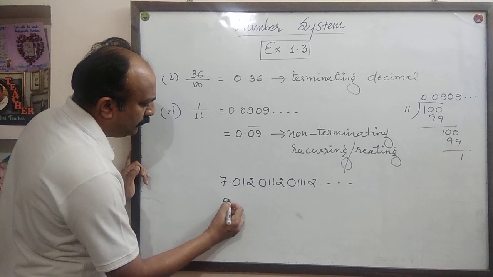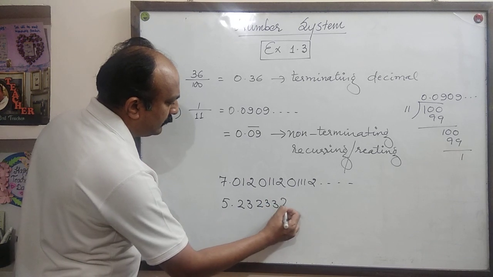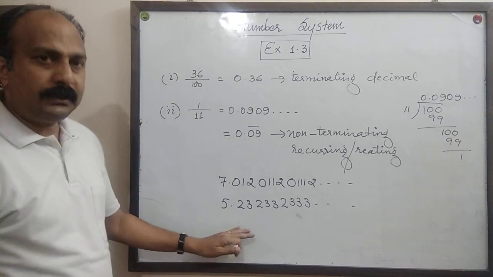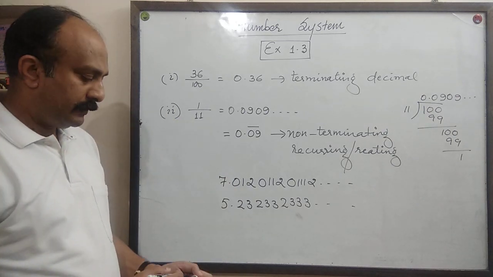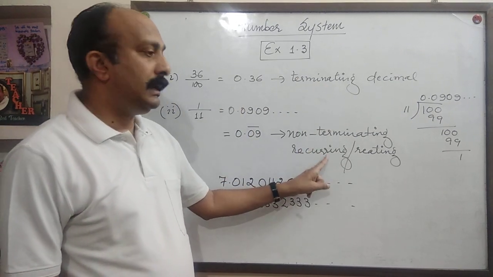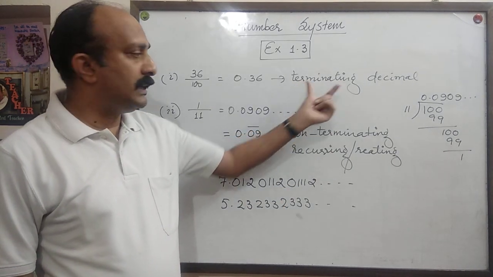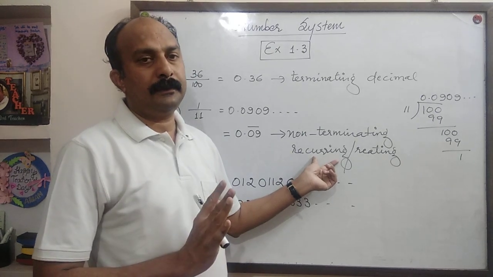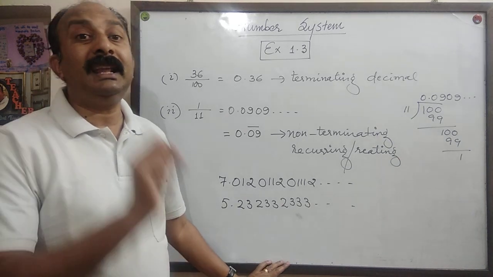Another example, 5.233 dash dash. This is also a non-terminating non-recurring decimal. So decimals are of 3 types: terminating, non-terminating recurring, and non-terminating non-recurring. All the terminating decimals and non-terminating recurring decimals belong to rational numbers, but all the non-terminating non-recurring decimals are irrational.